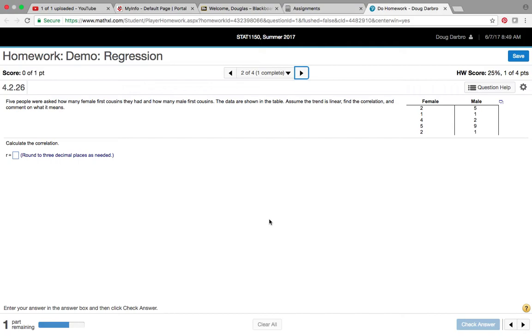Okay, the next one says 5 people were asked how many female first cousins they had and how many male first cousins. The data are shown. That's kind of a strange problem, but okay, all right. So we can assume that the trend is linear, so finding the correlation coefficient would be reasonable to do. Calculate the correlation, rounded to 3 decimal places.